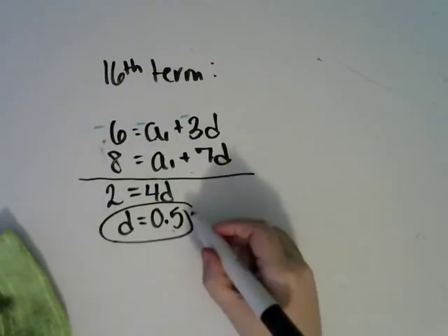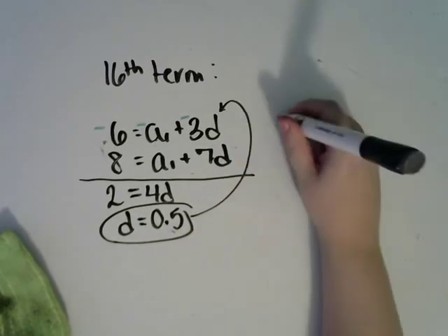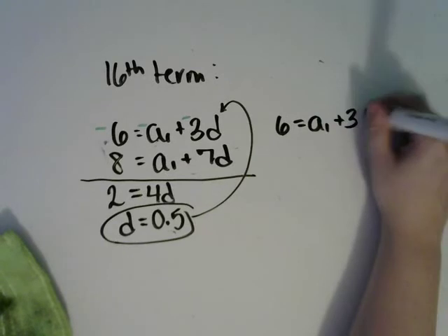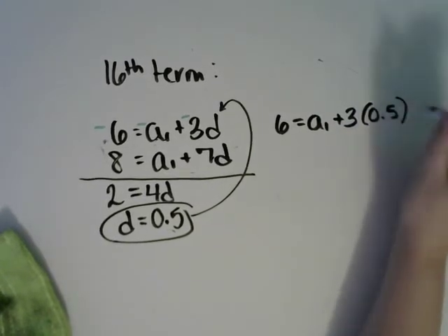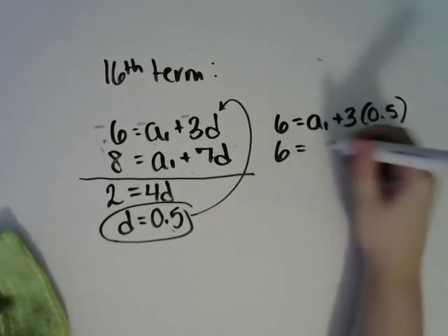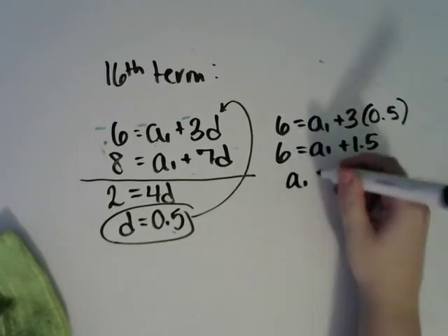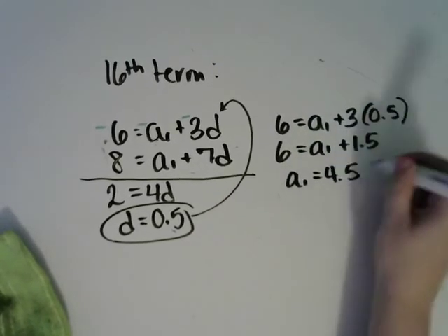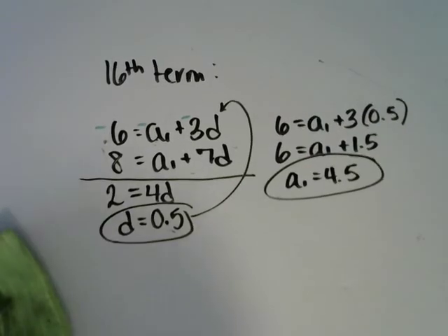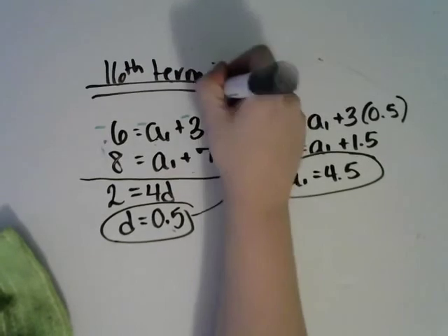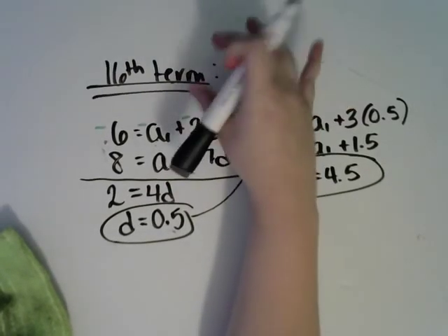Plugging that back in, I get 6 equals A1 plus 3 times 0.5, which is 6 equals A1 plus 1.5, or A1 equals 4.5. That's a lot of calculation to find this information, and it still doesn't answer the question. What is the 16th term?